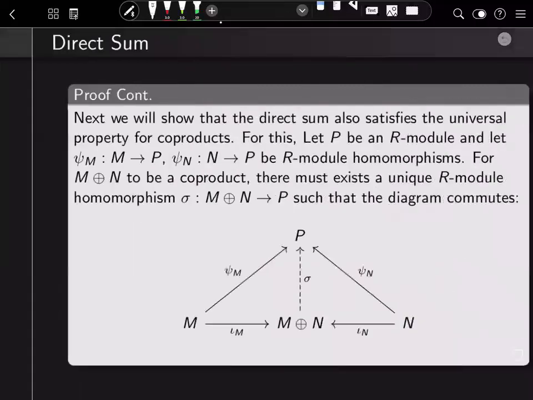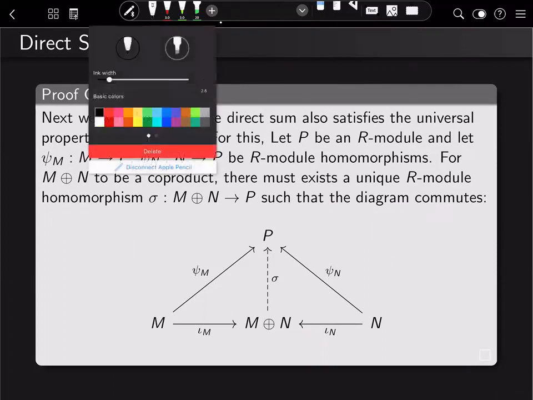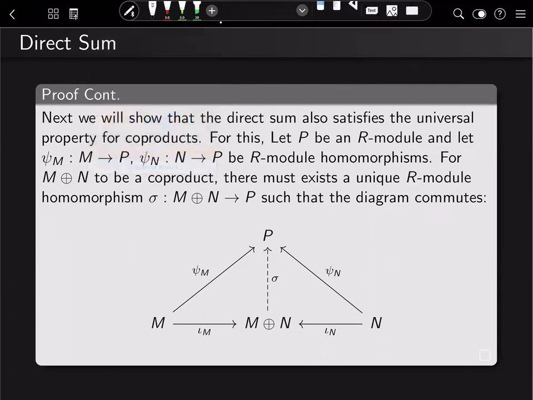So now let's show that this also satisfies the definition of coproduct in R mod. So we're going to show that the direct sum satisfies the universal property for coproducts. Now for this, we let P be an R module like before, but this time we have two R module homomorphisms. We have psi sub m that maps M into P, psi sub n that maps N into P.